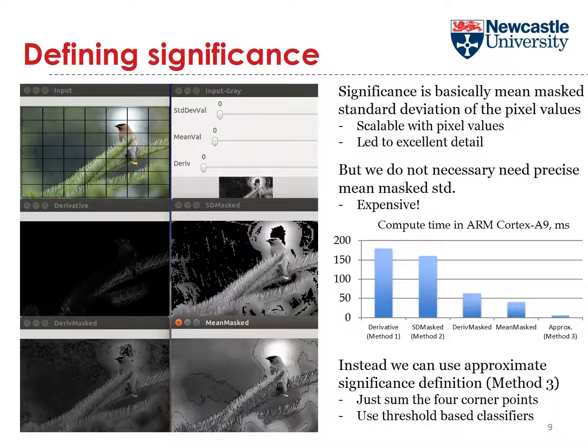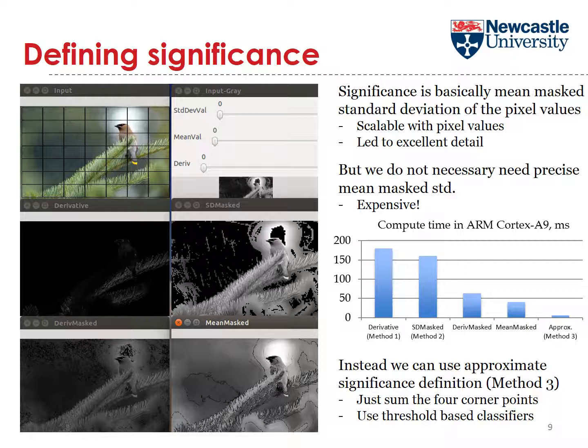The first one is the derivative method. That means you find the derivative of each and every pixel in your image, and then you mask them with the standard mean. The second one, method 2, is the standard deviation mask. That means you take the local mean and then mask it with the global mean in some way. Then there is another method called the derivative mask. That means you do not compute the mean at all; you take each and every pixel, but you mask them with a constant value. And there is also the mean masked value, where you take the global mean and the local mean, and then find a kind of masking between them.